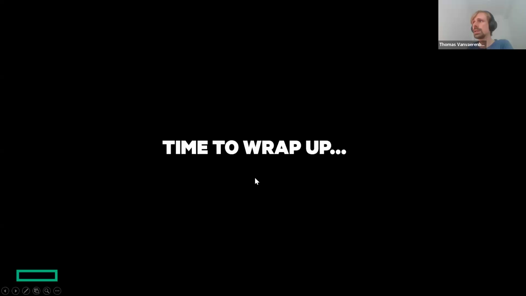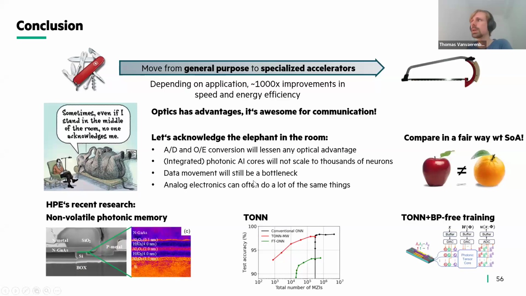Okay, and then I think with that, it's time to wrap up, to leave a little bit of room for questions. So what did I talk about? I made a case for there's a reason to move from general purpose to specialized accelerators. There are some benefits to gain there, but while optics clearly has advantages for communication purposes, if we think about computation, we really need to do a good job and compare ourselves in a fair way to state of the art.